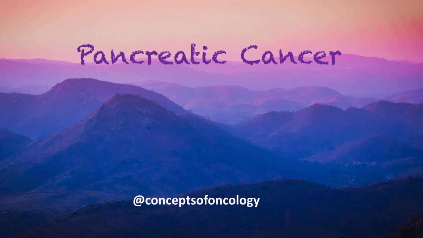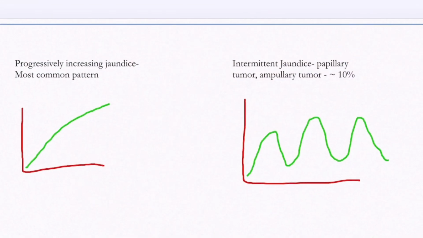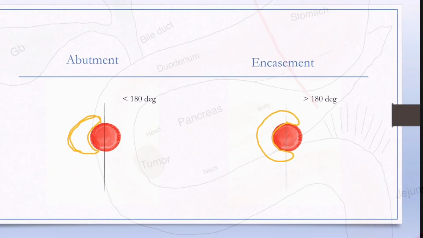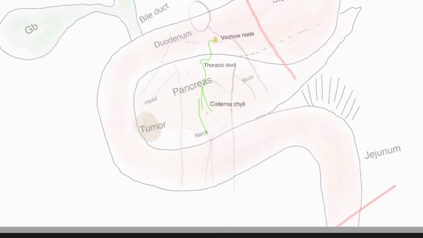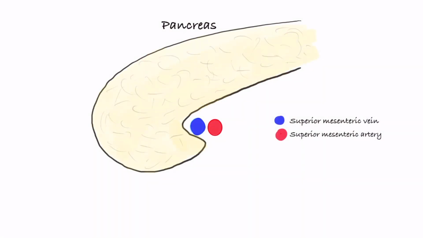Pancreatic cancer and periampullary cancer. Most important relation of pancreas for oncologists is its relation to superior mesenteric vein and superior mesenteric artery.